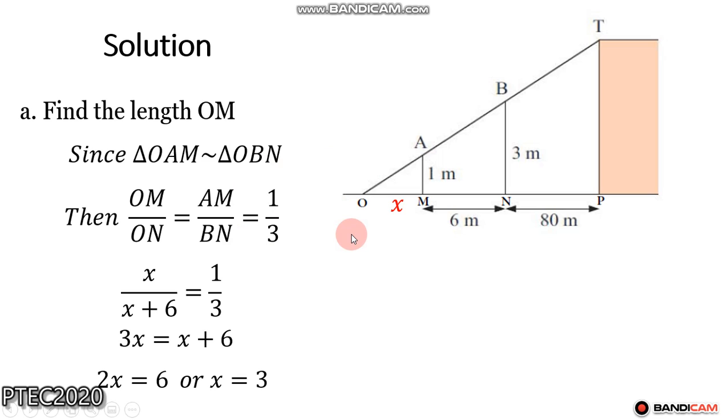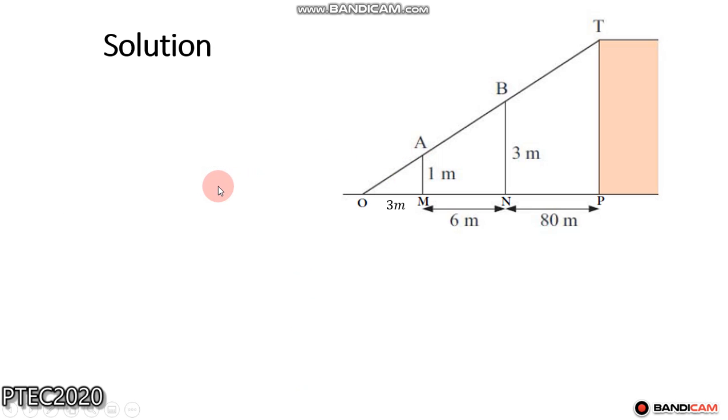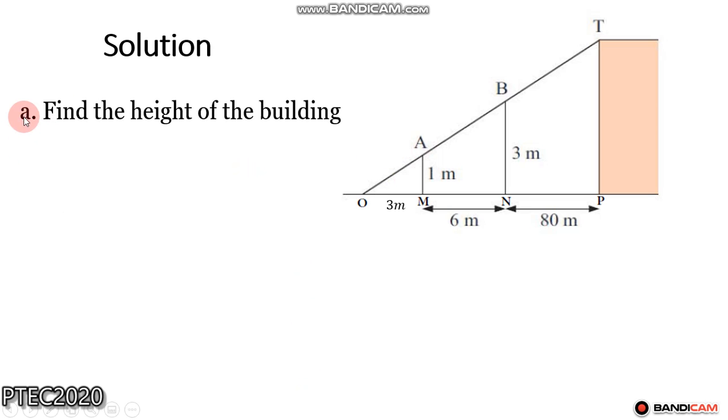So now we can find that the distance from O to M, or we can say the length of OM, is 3 meters. Okay, so let's move to the next question, which is question 3. Sorry, I still put A. That was my mistake. Find the height of the building.